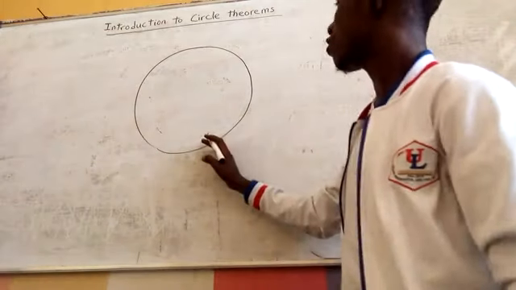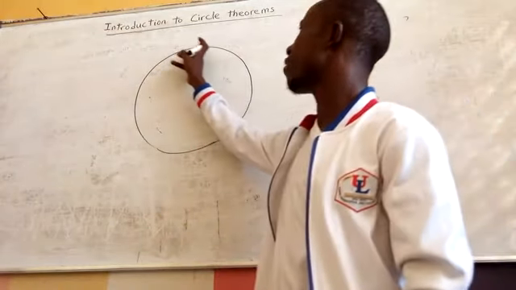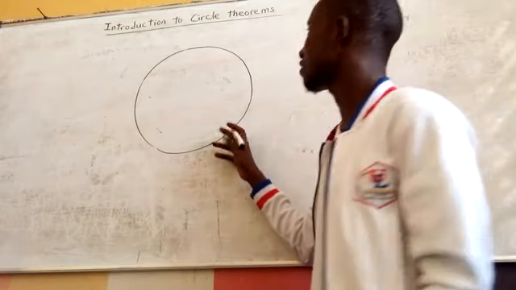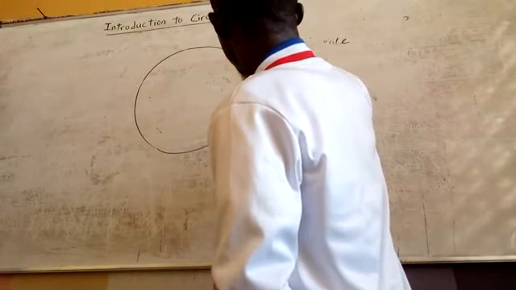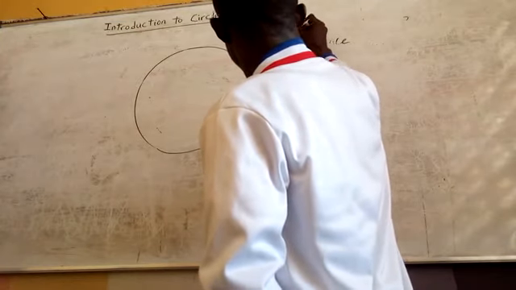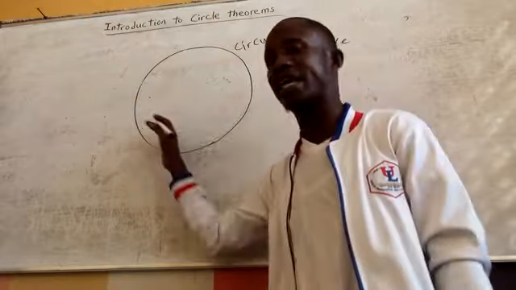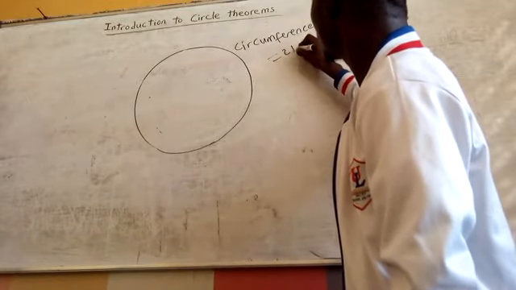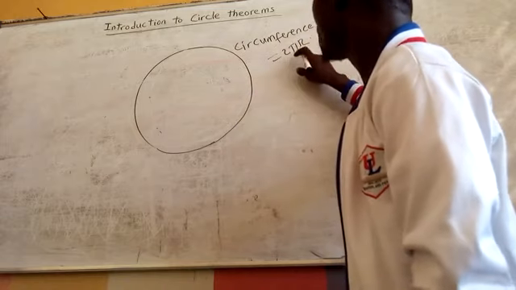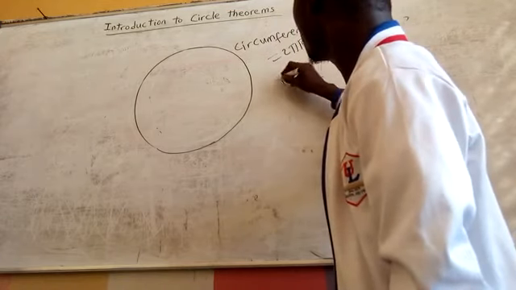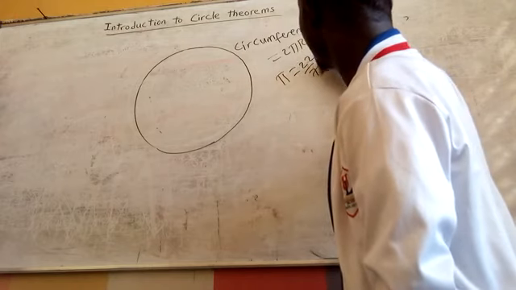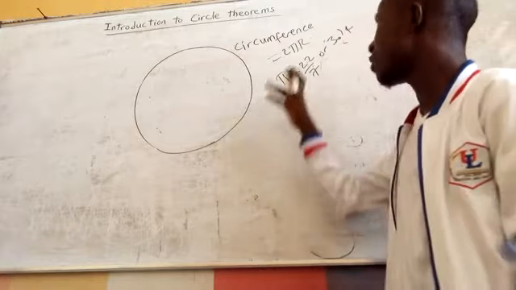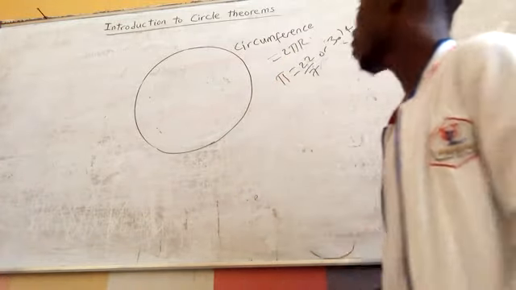If this is a circle, the distance around this circle is what we refer to as the circumference. So the circumference refers to the distance around the circle. And the circumference is usually equal to 2 pi times r, where pi is a constant. Pi is equal to 22 over 7, or we say 3.14. And r represents the radius of the circle.